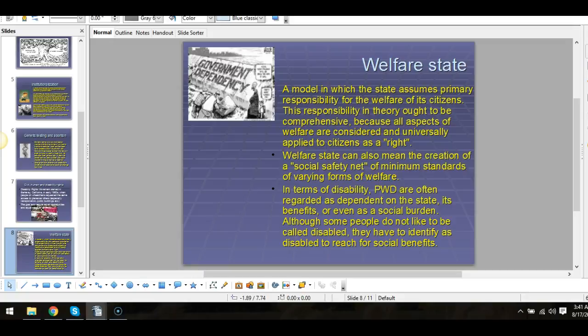Welfare state. Welfare state is a model in which the state assumes primary responsibility for the welfare of its citizens. This responsibility, in theory, ought to be comprehensive because all aspects of welfare are considered and universally applied to citizens as a right. Welfare state can also mean the creation of a social safety net of minimum standards of varying forms of welfare. In terms of disability, people with disabilities are often regarded as dependent on the state, its benefits, or even as a social burden. Although some people do not like to be called disabled, they have to identify as disabled to reach for social benefits.